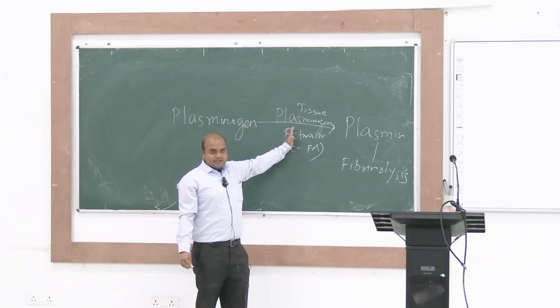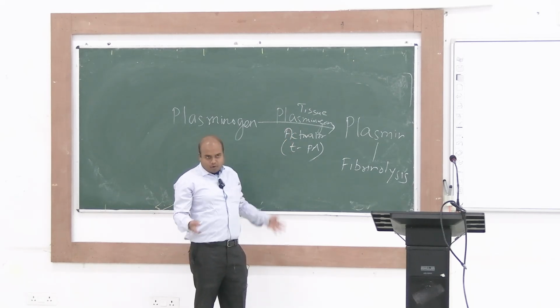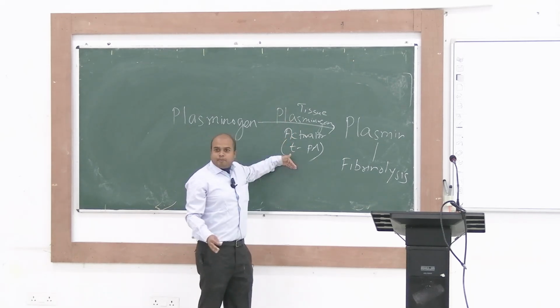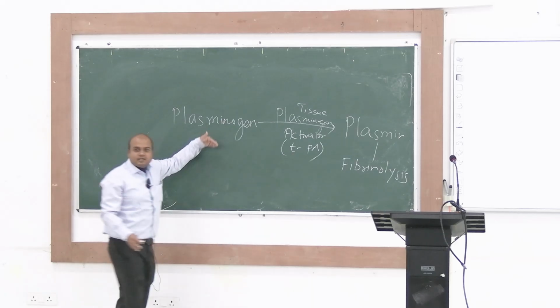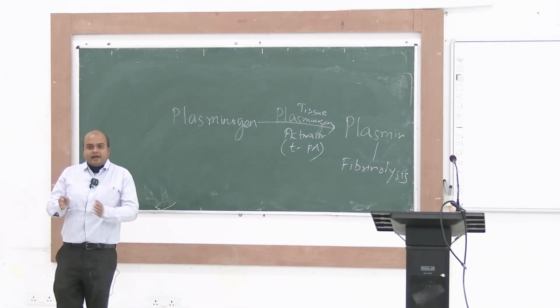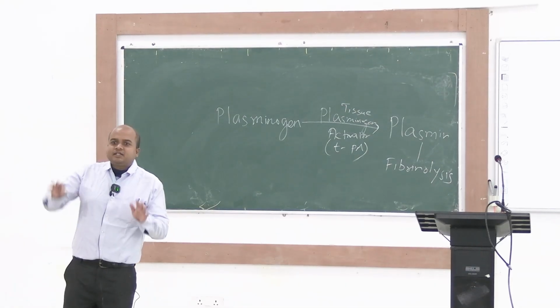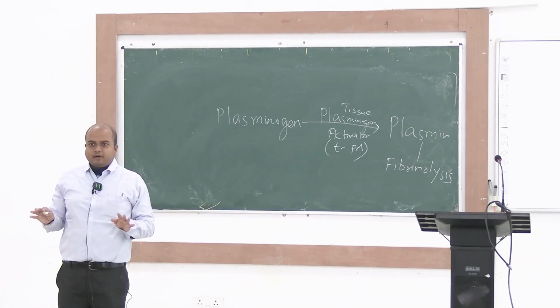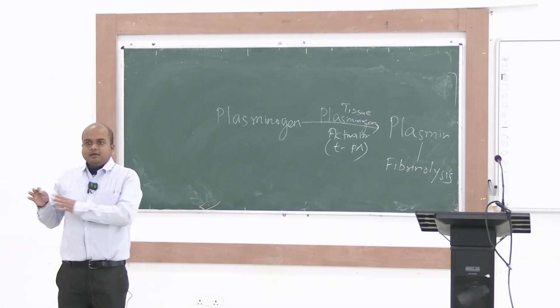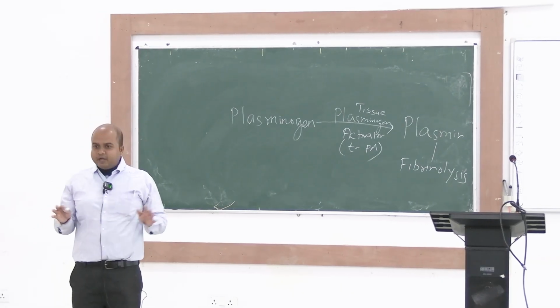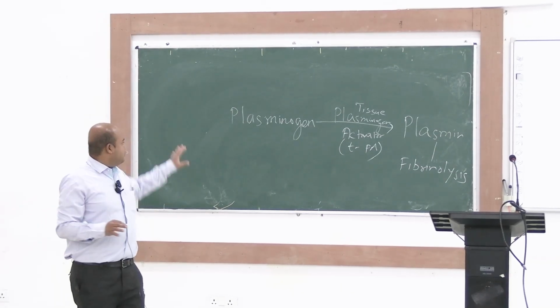Now there is an inhibitor of this tissue plasminogen activator. That means plasminogen can't be converted to plasmin. That is slowing down the fibrinolysis process. That is a pro-coagulant type of property. That is fibrinolysis. Do you get it? So don't mix it up.